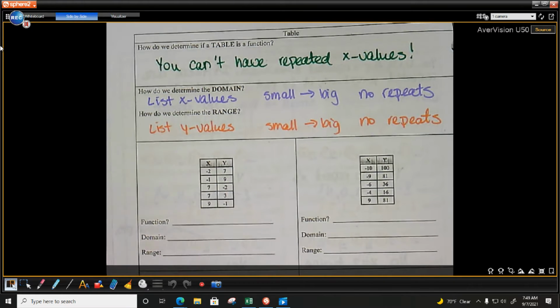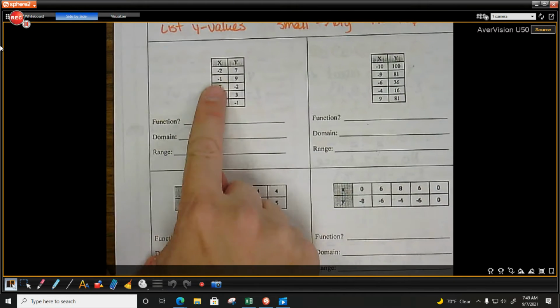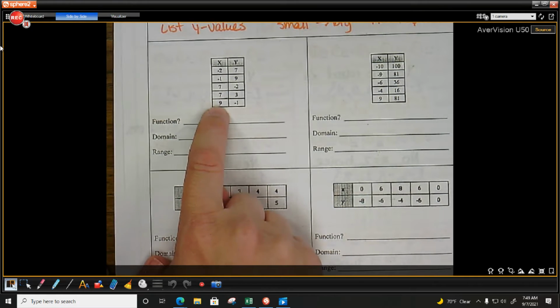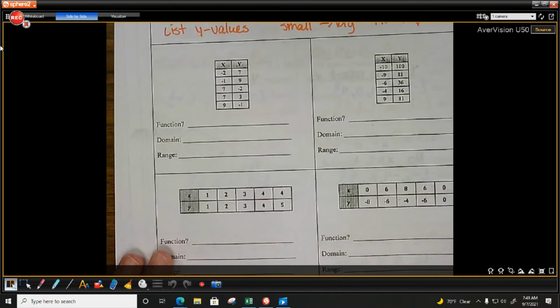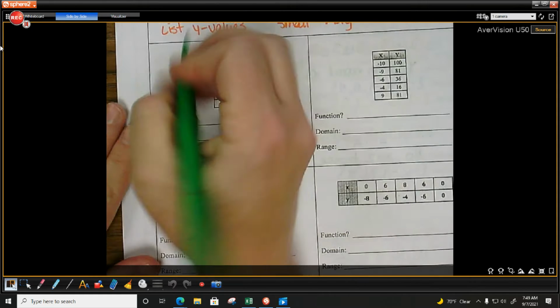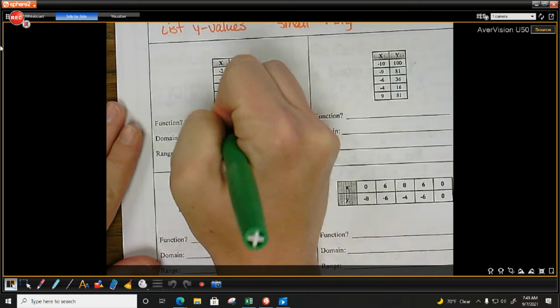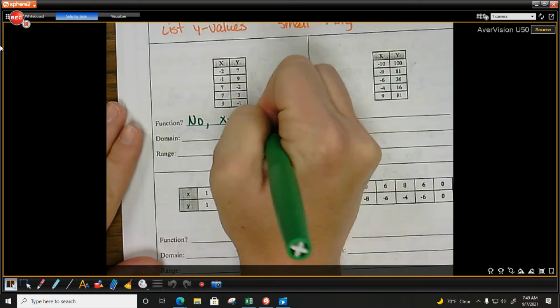Okay? So, looking in my X column, guys, do I have any repeat X's? Yes. Do they have different Y values? Yes, making them different points. Is that allowed? No. So is this a function? No. X equals 7 twice. That's not allowed.